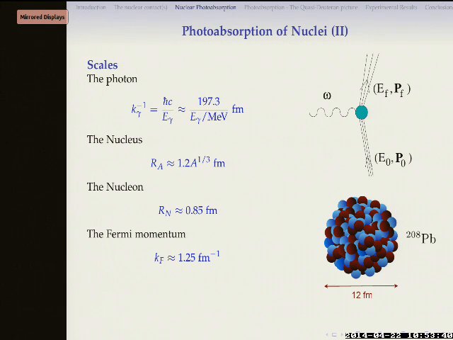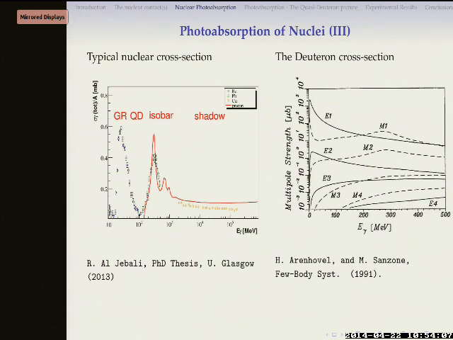So if I have a photon of 10 MeV, then the wave number will roughly be the size of the nucleus. When I go to 100, it will be roughly the size of twice the nucleon or the inter-nucleon distance. Okay, so these are the relevant scales. Then what we can do in principle is see what happens as we do this photoabsorption experiment as a function of photon energy.